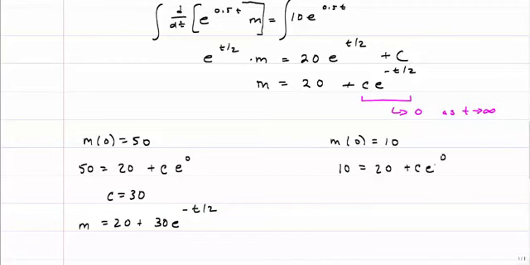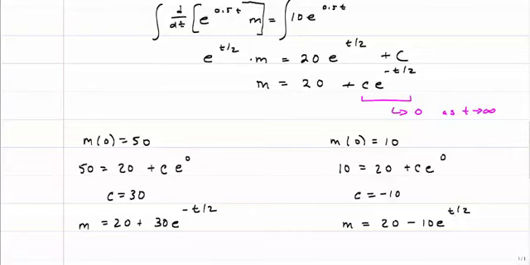And if we start at 10 M&Ms, well then c is equal to negative 10. And that's a different particular solution. But again, you can see that the second term again goes to 0 as t goes to infinity. So the steady state solution of both of these is identical.